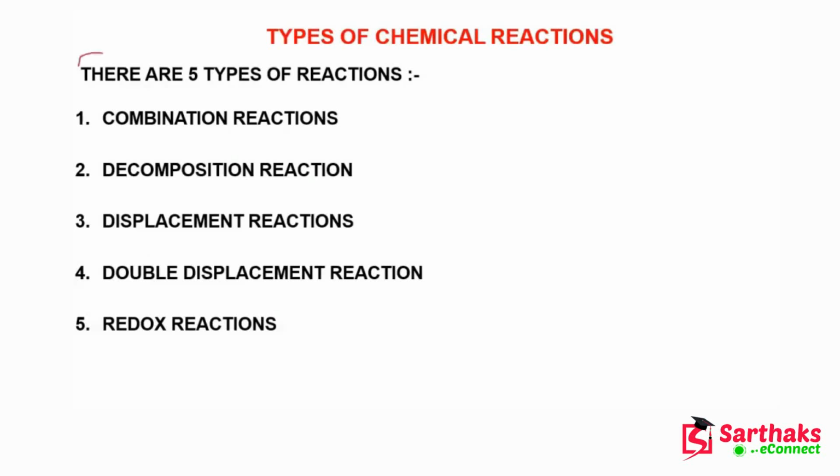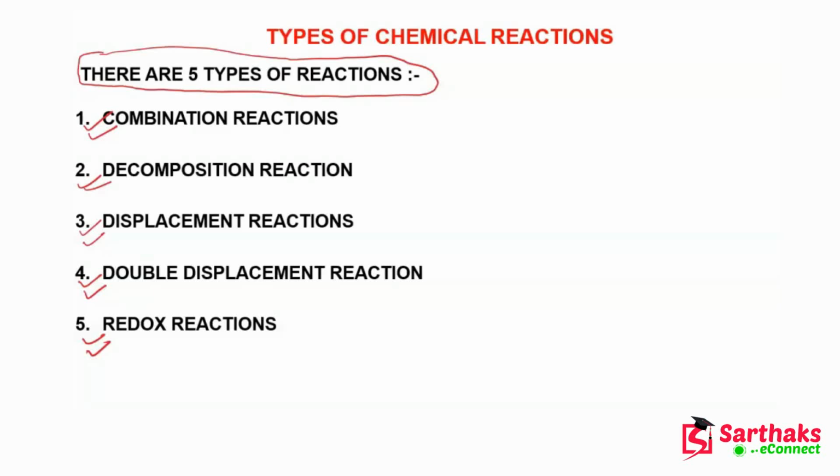So mainly there are 5 types of chemical reactions. First one is combination reaction, second one is decomposition reaction, and third one is displacement reaction. Fourth one is double displacement reaction, and fifth one is redox reaction. Okay, now one by one we will study these reactions. So let's move on to the next slide and talk about the types of chemical reactions.